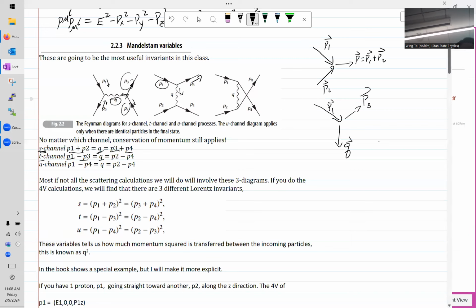Similarly, the other side is P2 minus P4, right? You have P2, and then the ball's being thrown this way, and then you have the difference between the two momentum.